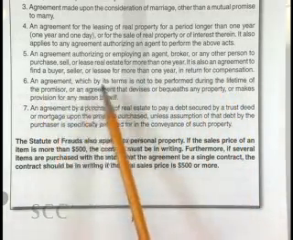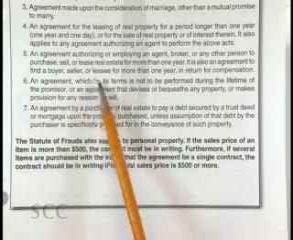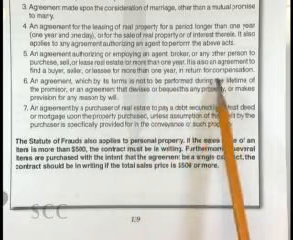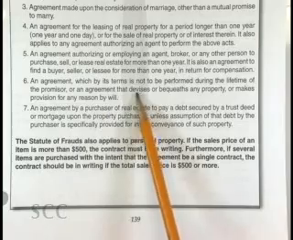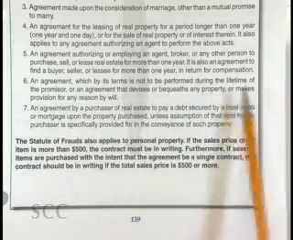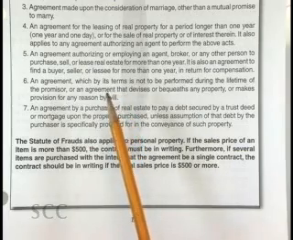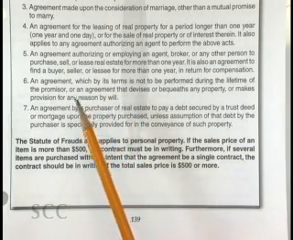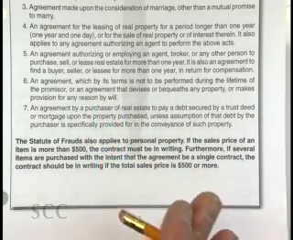Next one, an agreement which by its terms is not to be performed during the lifetime of the promisor. An agreement that devises or bequeaths any property or makes provision for any person by will. So we're talking about things like a will, where you say, after I'm dead, I want my property to pass to my son, to my daughter, to my wife, what have you. Okay, needs to be in writing.